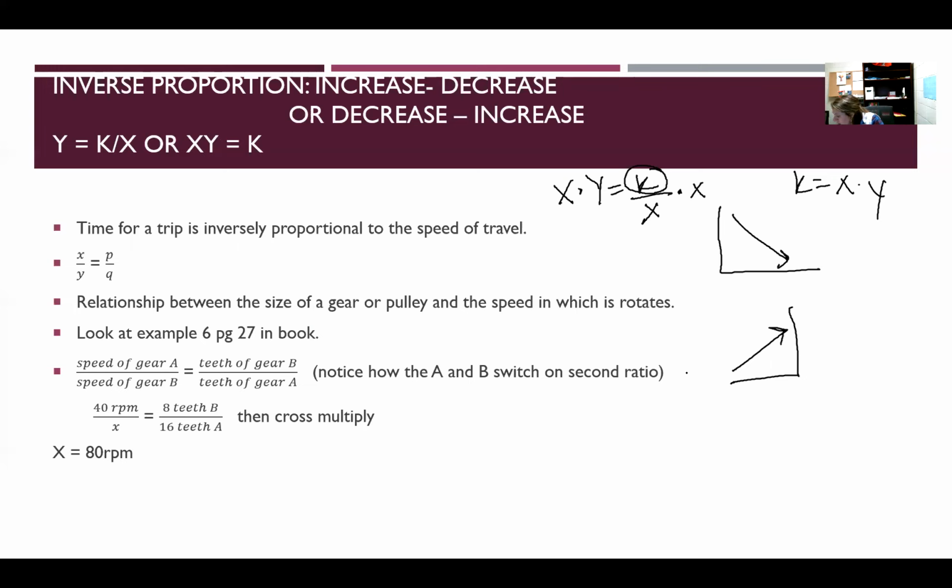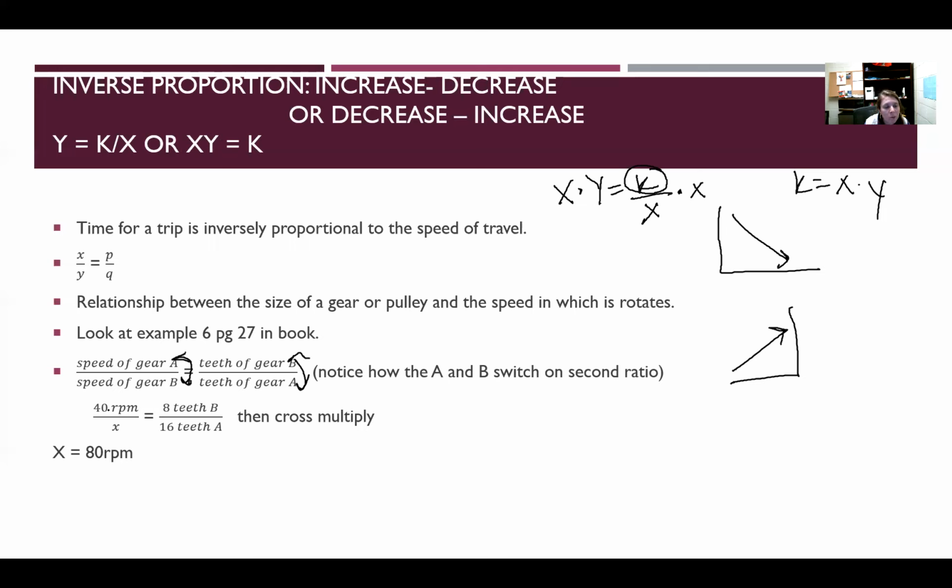An example of this is gears and pulleys. So the relationship between a gear or pulley and the speed with which it travels. Time for a trip is inversely proportional to the speed of travel. Relationship between the size of a gear pulley and the speed at which it rotates. So for example, speed of gear A over speed of gear B is equal to the teeth of gear B over the teeth of gear A. So notice how these switch, okay, for inverses.